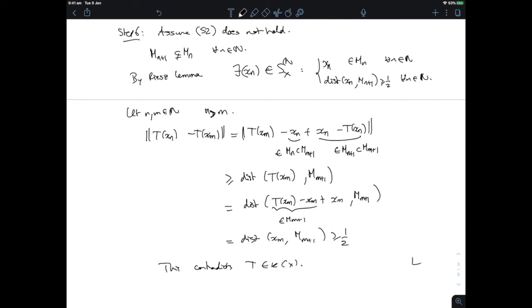Okay, and that concludes the proof. We've shown in step 6 that S2 holds, in step 5 that S1 holds, and then step 4 gave us that S1 plus S2 implies the splitting condition, and then the key step, step 3, we've shown that the splitting condition, splitting into the null space of a power of I minus T plus the range of the same power of I minus T, was enough to guarantee finite codimension of the range of I minus T.